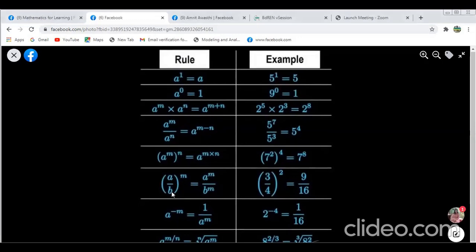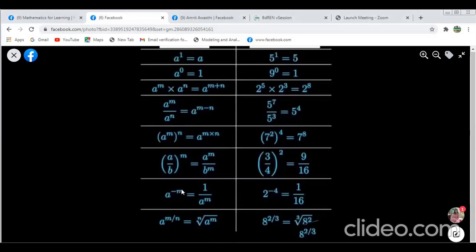Similarly, a to the power 1 by m can be written like this. And a to the power minus m can be written as 1 by a to the power m. Understand everybody? Similarly, 2 to the power minus 4 can be written as 1 by 2 to the power 4. 1 by 2 to the power 4 means what?